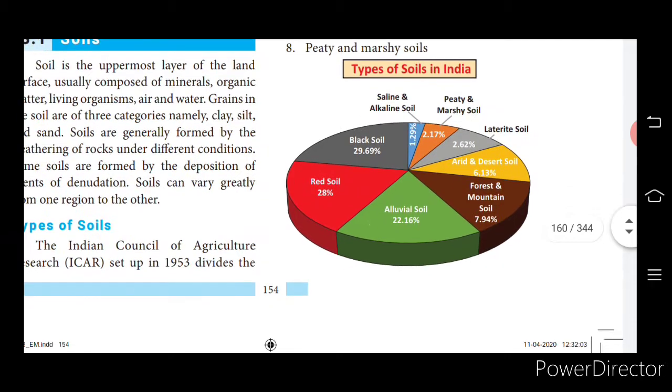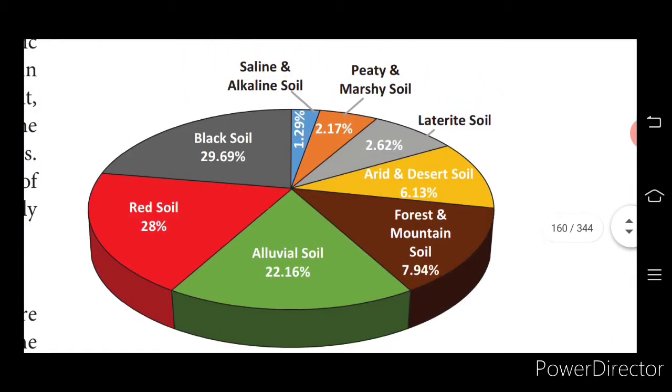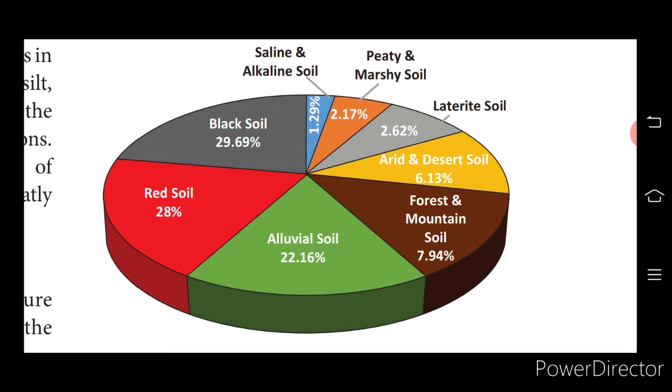So the types of soil in India, just look at the map, in the circular chart you can understand about the percentage of each soil. Okay, alluvial soil is the most distributed all over India, that is 22.16%. Red soil is 28%, black soil is 29%, and the remaining are the forest and mountain soil, that is 7.94%. Arid and desert soil is very little, that is 6.13. Laterite soil is lesser than the arid, that is 2.62. Peaty and marshy soil is 2.17, and the meagerest one is saline and alkaline soil, that is 1.29.